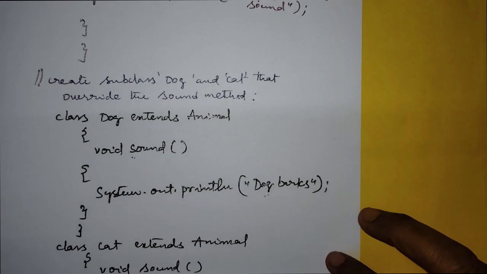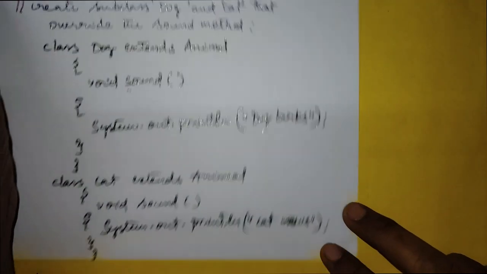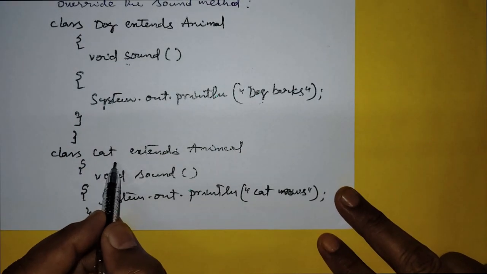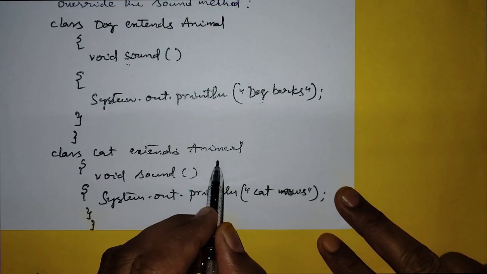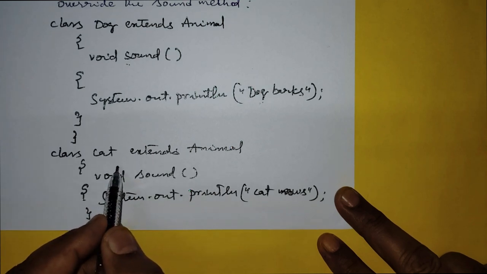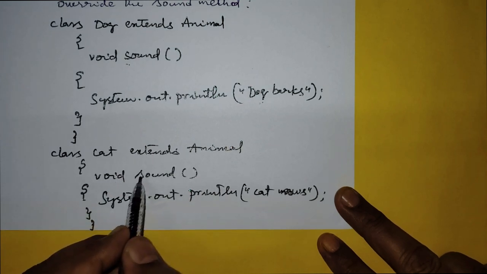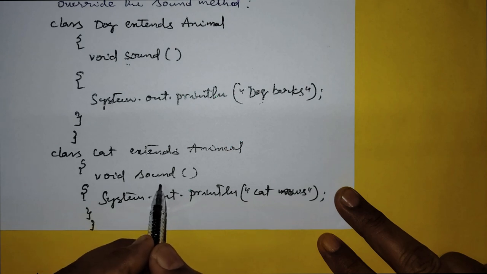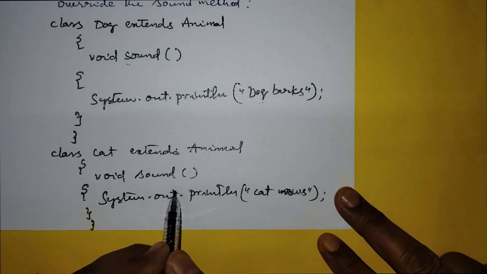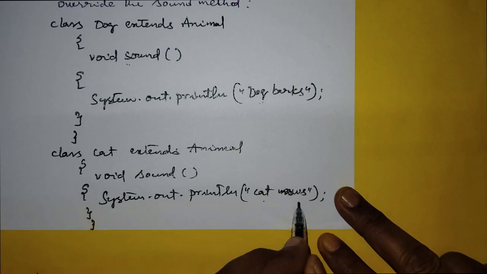The third one is the subclass. What is that subclass? Again, Cat extends Animal. What will the Cat class do? It extends the Animal class and overrides the sound method to print. What will it print here? Cat meows.